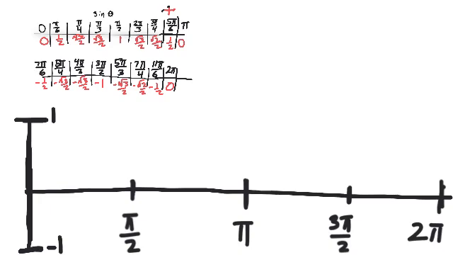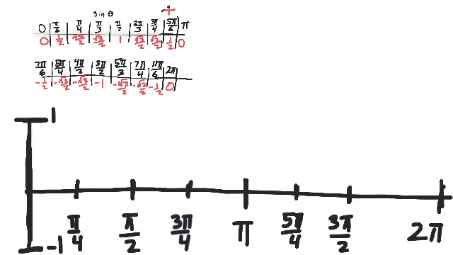Now if I halved pi over 2, this would give me pi over 4. So this is 2 pi over 4. The next one would be 3 pi over 4, 4 pi over 4, 5 pi over 4, 6 pi over 4, 7 pi over 4, 8 pi over 4.